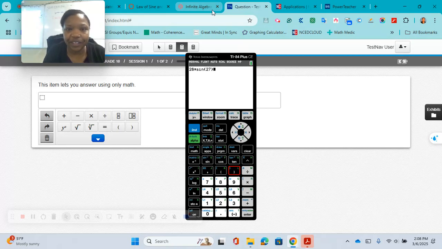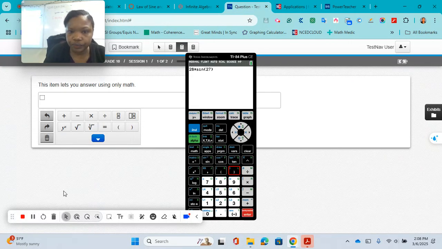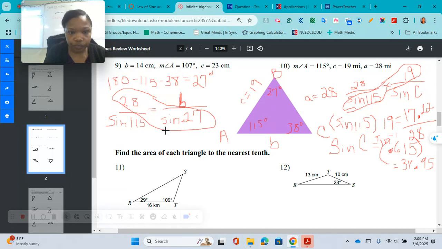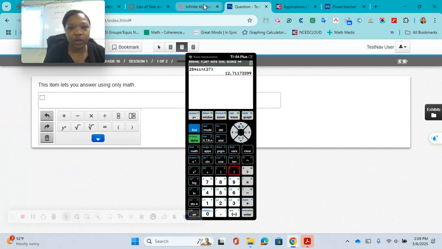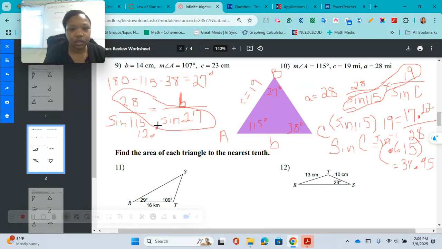28 times the sine of 27, and that equals 12.7117.